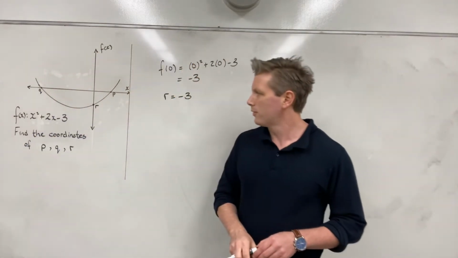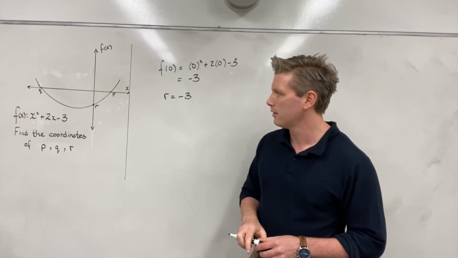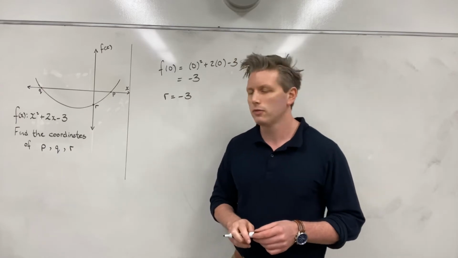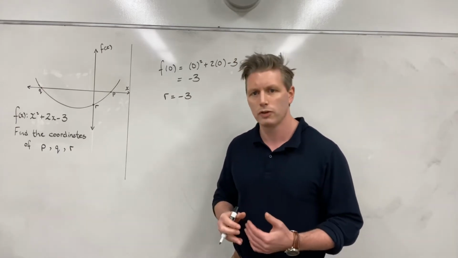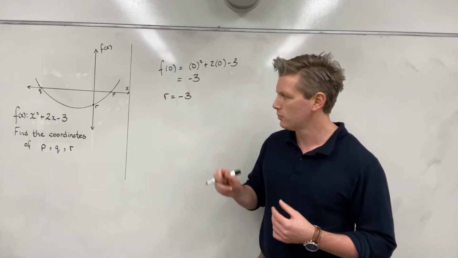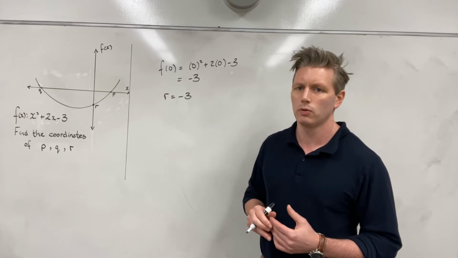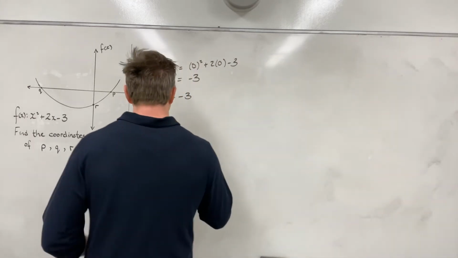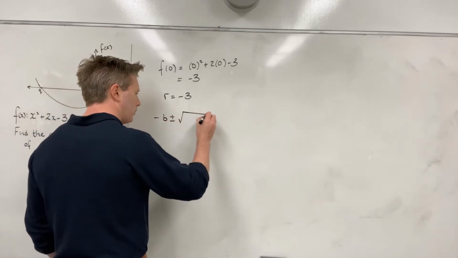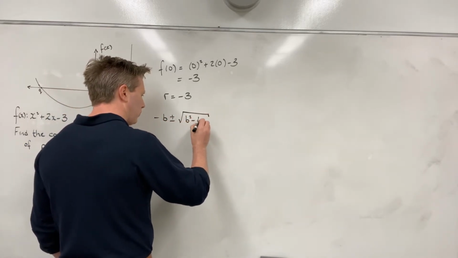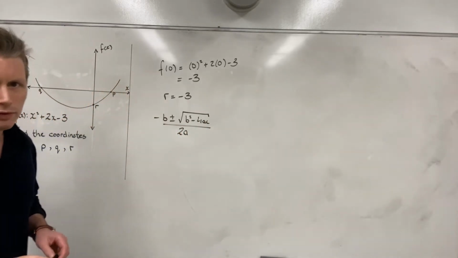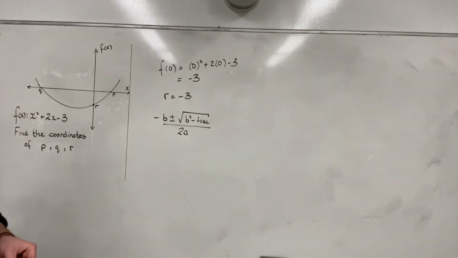All right, and so I now just need to find P and Q. Like I say, P and Q are the values of x for which the function is 0, otherwise known as the roots of the function. In order to find P and Q, I'm going to use the quadratic formula. The quadratic formula is x equals minus b plus or minus the square root of b squared minus 4ac, all over 2a. This will find the roots of any quadratic function.